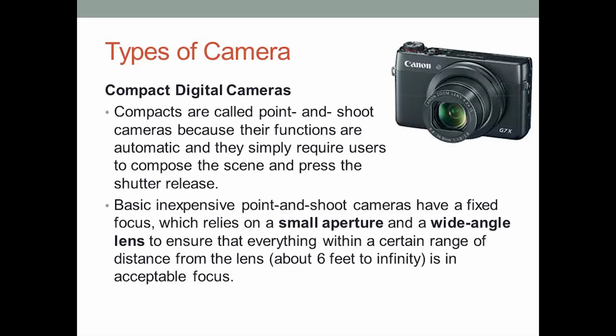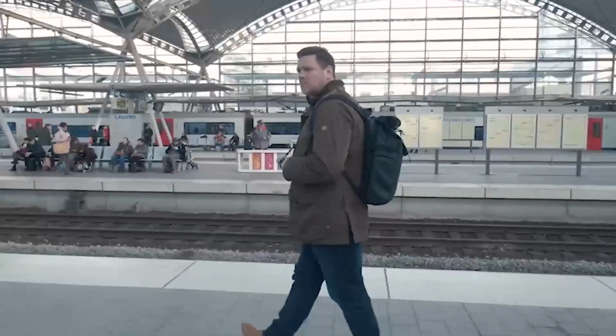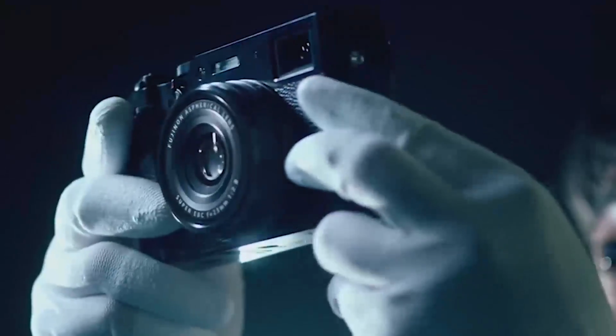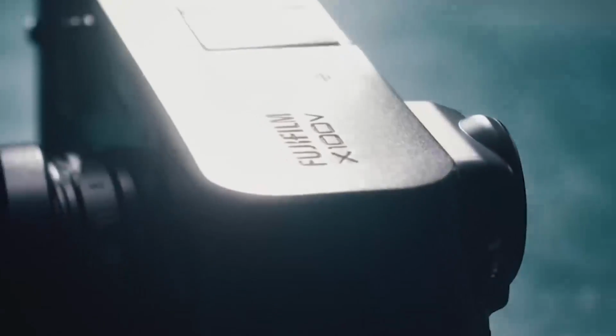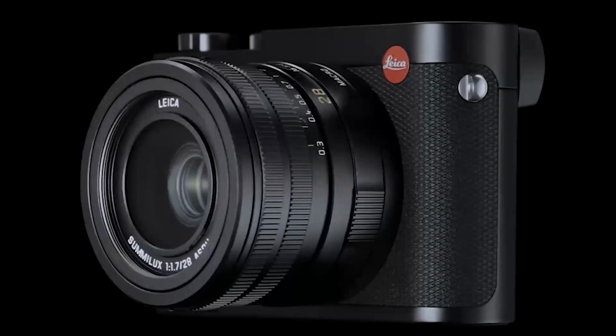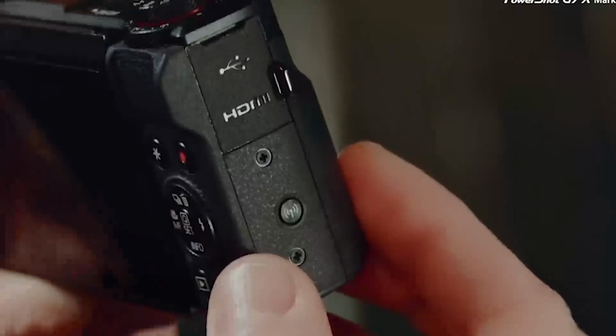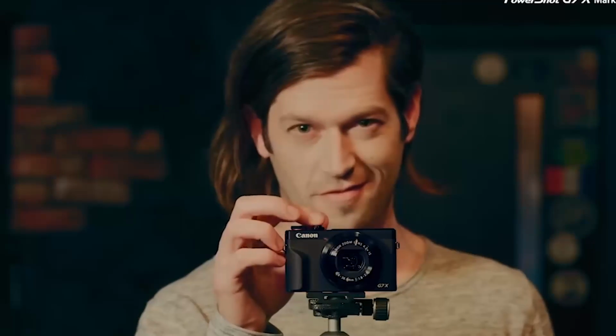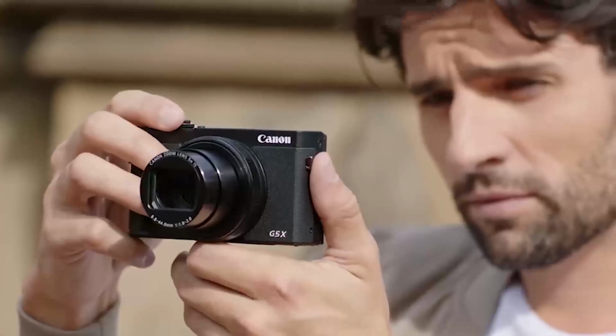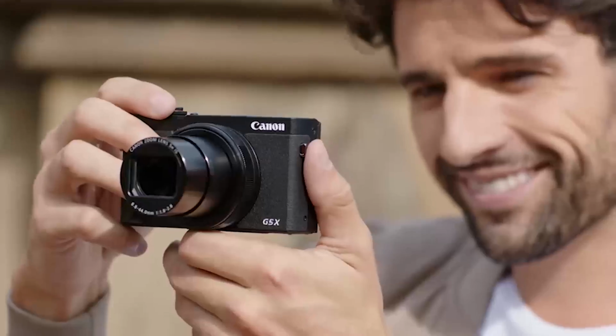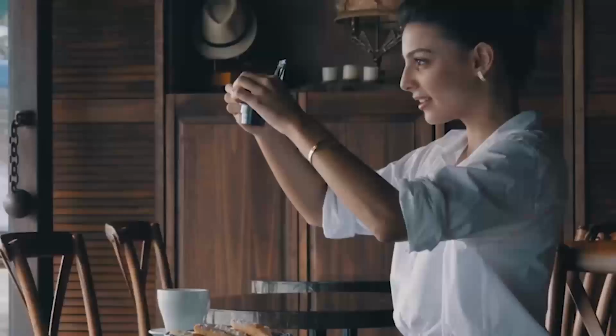What types of cameras do you know? The first type is compact digital cameras. Compacts are called point-and-shoot cameras because their functions are automatic and they simply require users to compose the scene and press the shutter release. Basic, inexpensive point-and-shoot cameras have a fixed focus, which relies on a small aperture and wide-angle lens to ensure that everything within a certain range of distance from the lens is in acceptable focus.